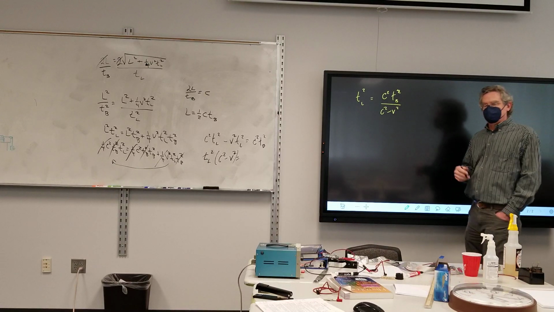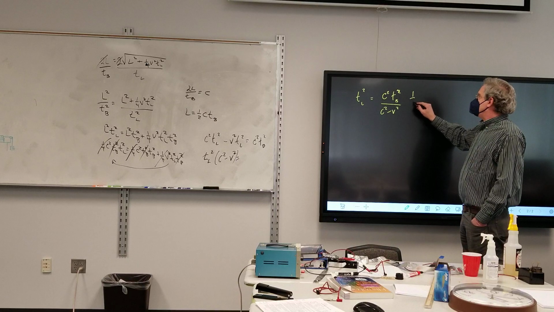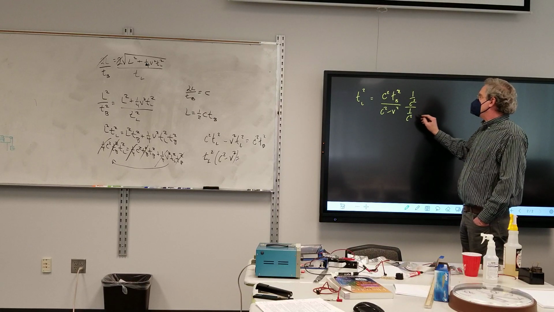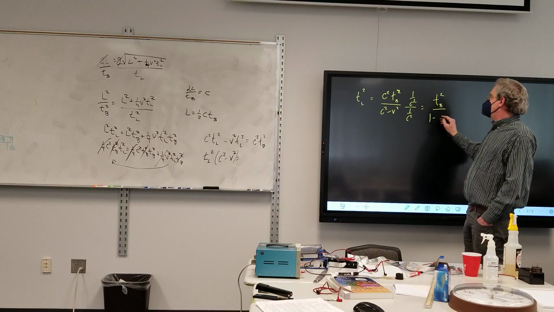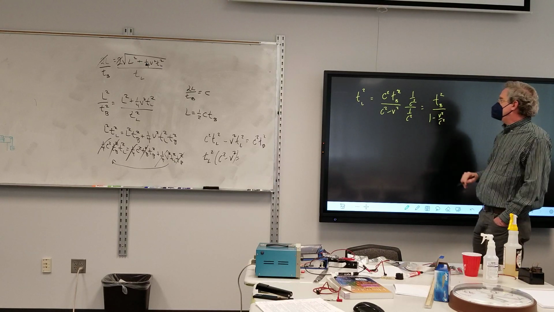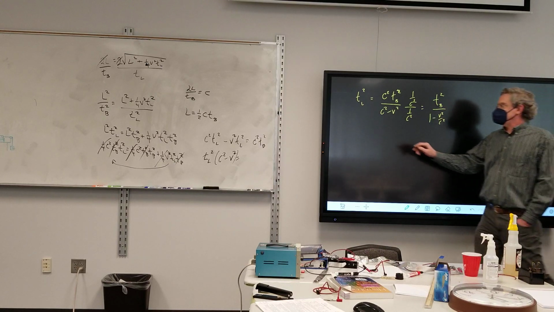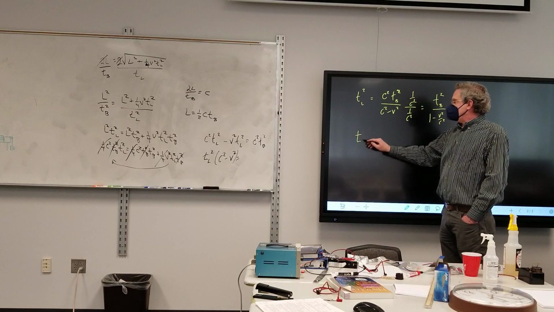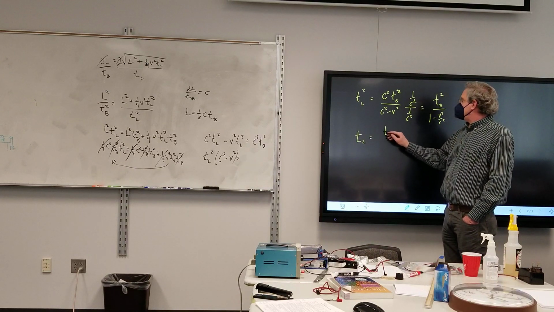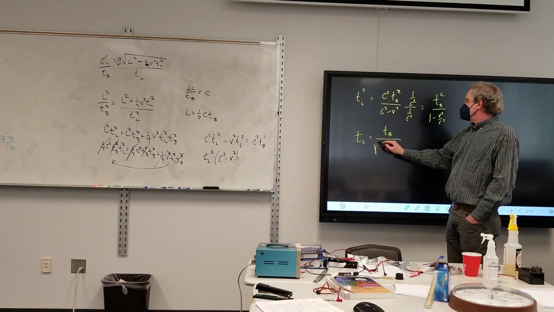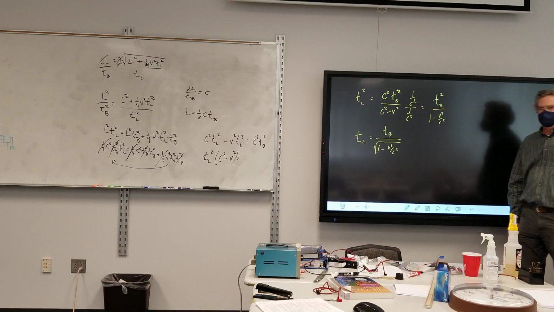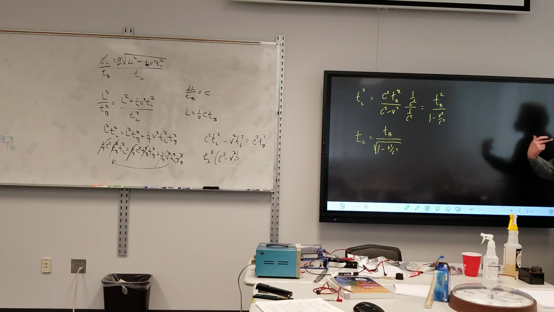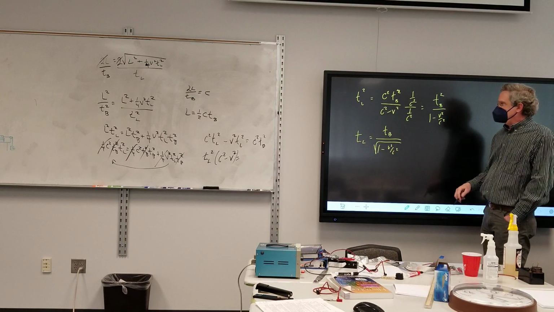I'm going to multiply top and bottom by 1 over C squared because I know what I want the final result to look like. And I'm left with TB squared on top, and on the bottom, 1 minus V squared over C squared. Square root of both sides, and I get TL is equal to TB over the square root of 1 minus V squared over C squared. This is the relationship between the two different times.